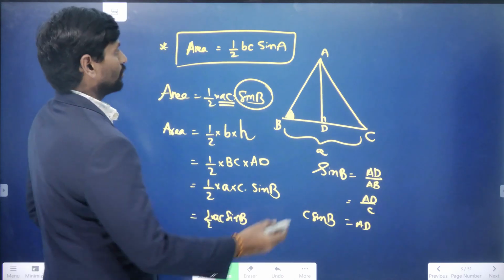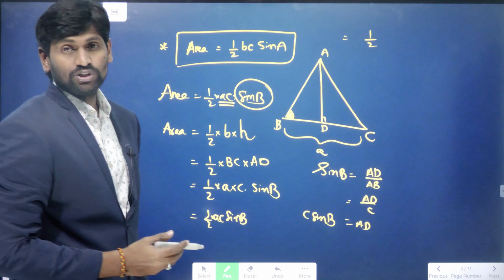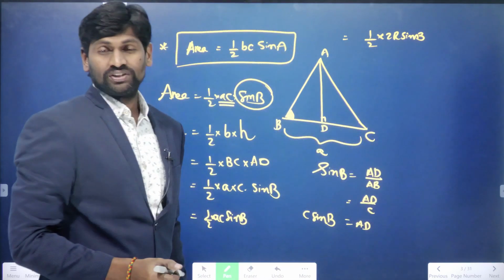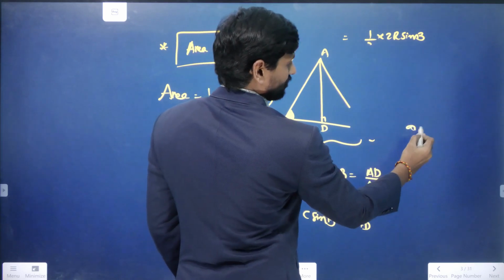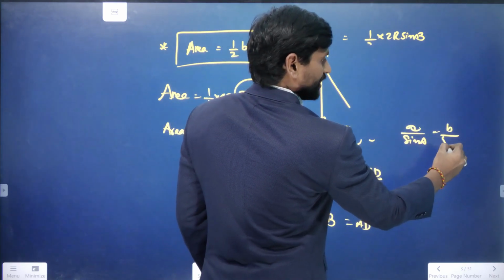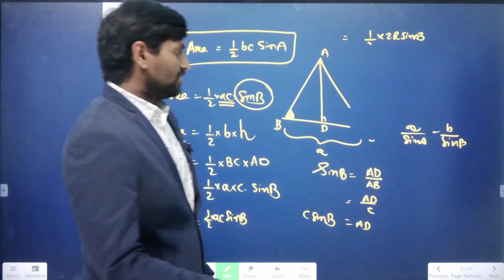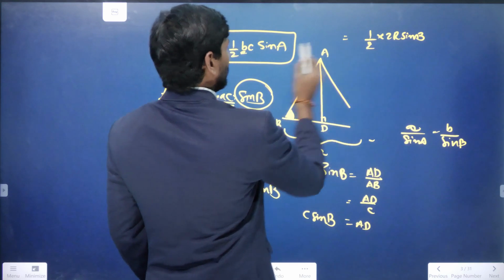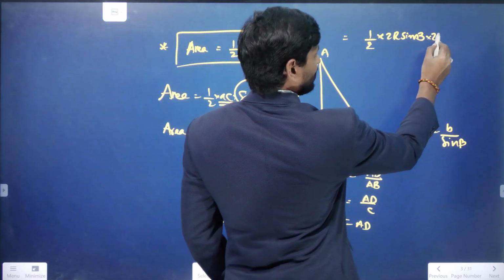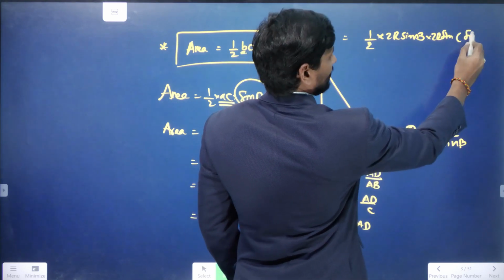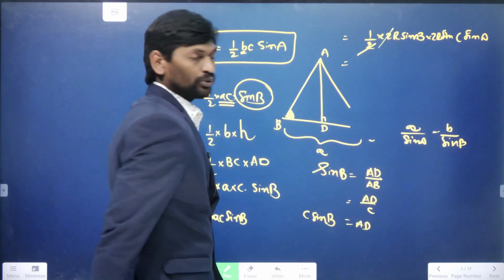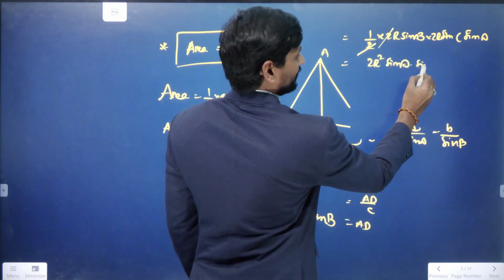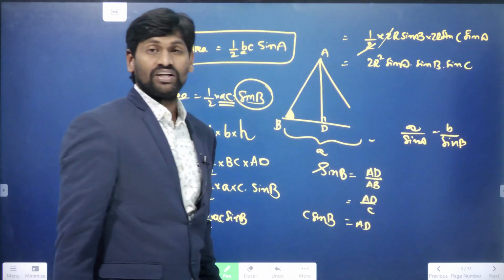From this only we can write one more formula for area of triangle. In the place of B we can write 2r sin B. By using the sine rule, we know that a by sin A equals b by sin B equals c by sin C equals 2r. So a is equal to 2r sin A. Same way, in the place of b I can write 2r sin B, and in the place of c I can write 2r sin C, and remaining sin A. Numerator and denominator cancel: 2 into 2r into r, 2r square, sin A into sin B into sin C. This is also one of the formulas for area of a triangle.